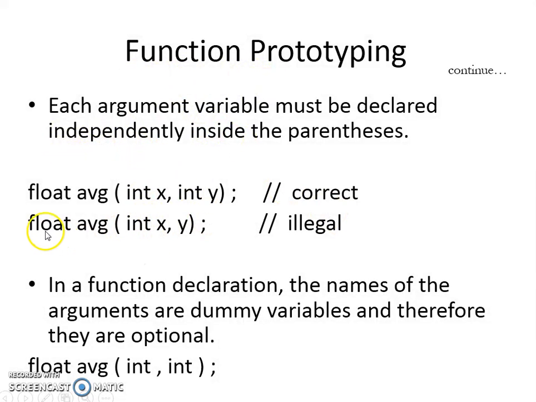When you see this prototype, here you can see there are two prototypes, but their signature is different. In first case, here I have given two integer arguments and the return type is float. This is correct way of writing any function prototype. Here x and y, these two values are optional. So if I write simply integer comma integer, that is completely valid. This is illegal because the data type of y variable is missing.